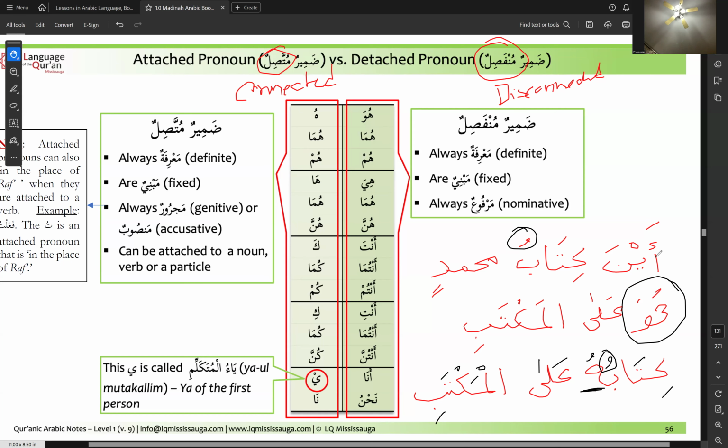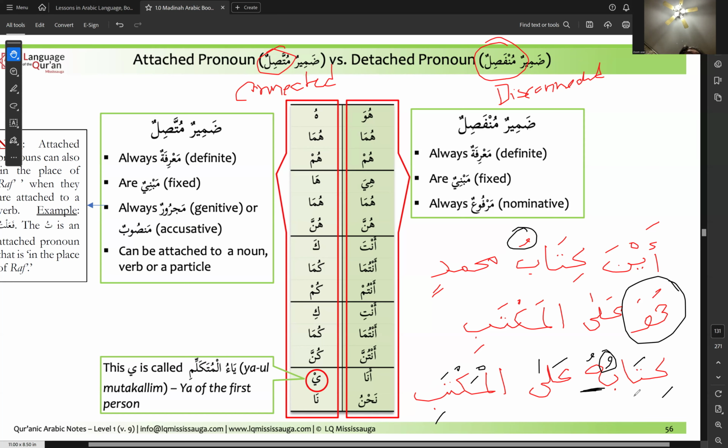Where is the book of Muhammad? Huwa ala al-maktabi. It is on the desk. The huwa is referring to what in this context? The book. Good. Now, kitabuhu ala al-maktabi. The word kitab is already there for you, so it's not referring to the kitab. The ha is a representation of what could be huwa, but attached to the word. What does it mean?